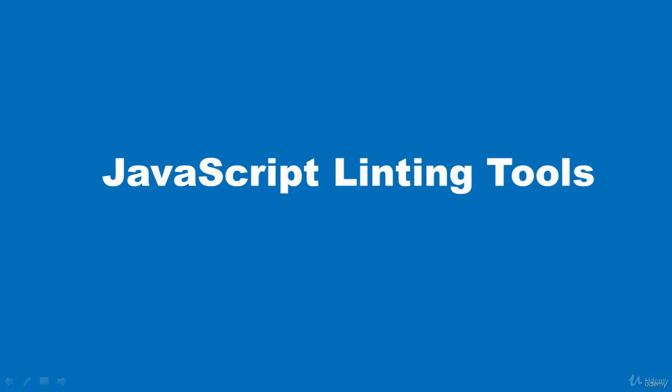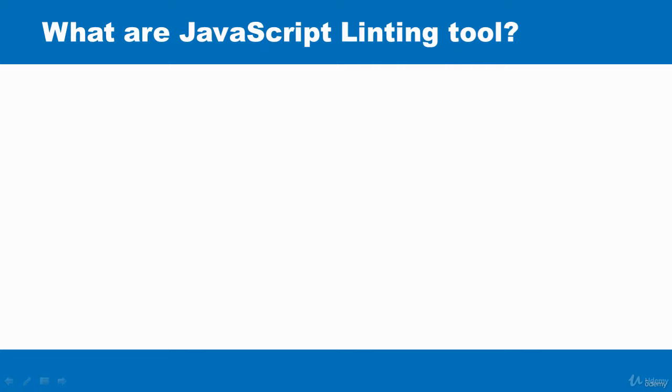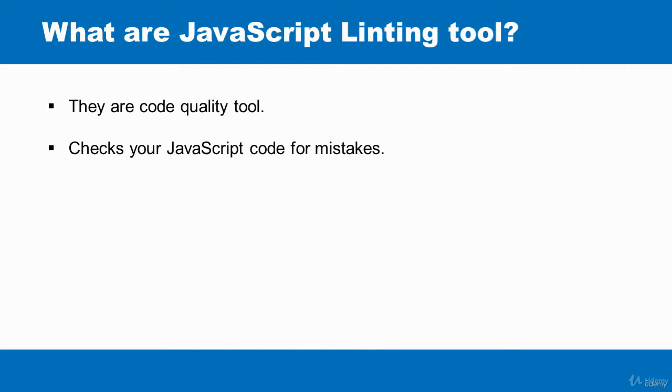In this video, I'll be briefly explaining JavaScript linting tools. What are JavaScript linting tools? They are basically JavaScript code quality tools that enable you to check for errors or mistakes in your JavaScript code or script. If you are using the Brackets text editor, it comes baked in with two JavaScript linting tools.